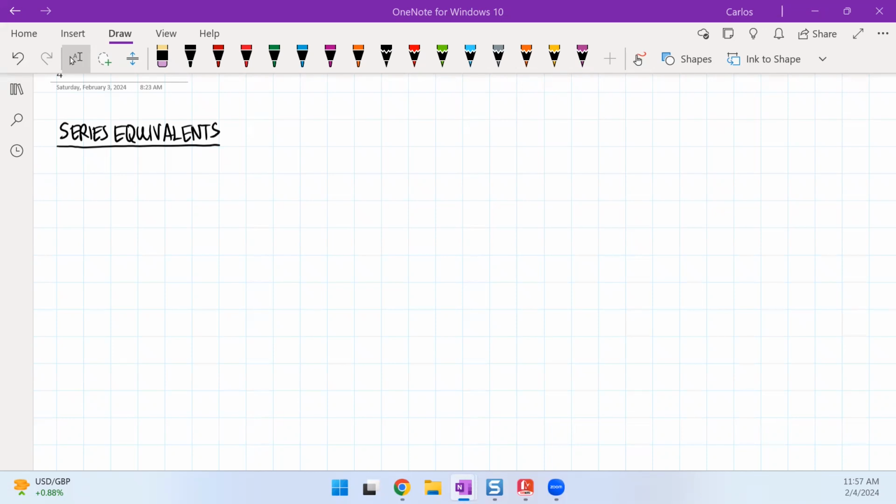Series equivalents. There are four series characteristics to equivalence.